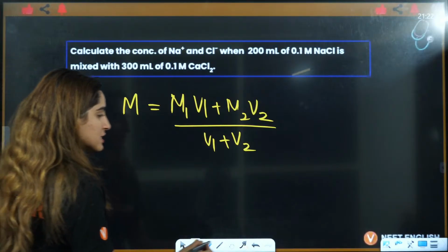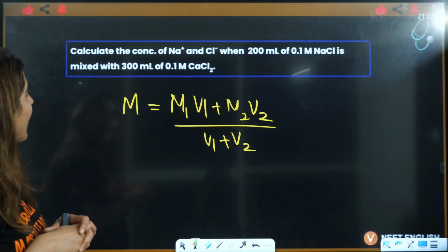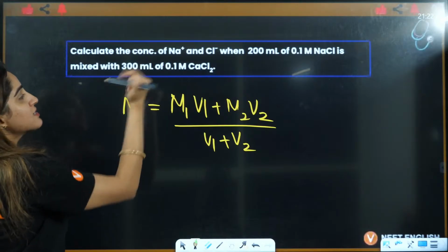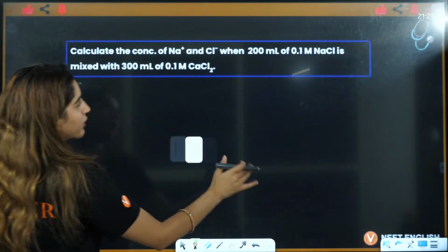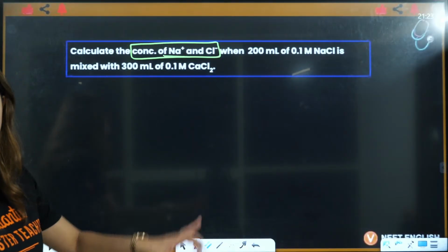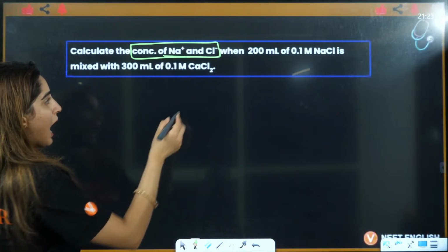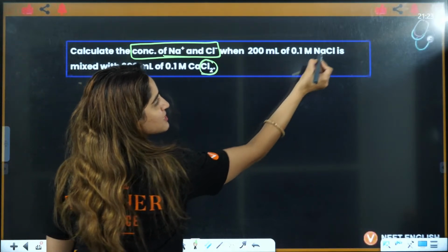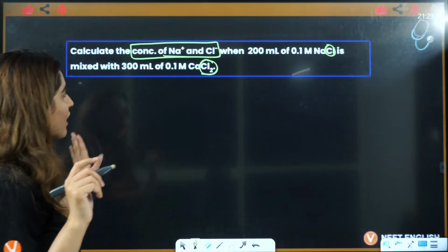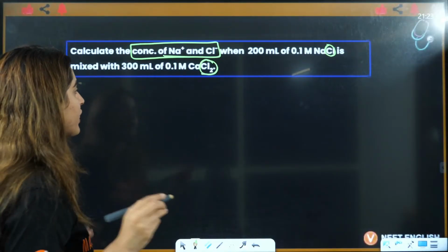Now, firstly, what you should know, two things are mixed together, right? And they are asking you to calculate the concentration of Na and Cl. This is very important because they are specially asking you to calculate the concentration of Na and Cl only when all these things are mixed together. Cl is the common ion here, right? So we can't just directly put the formula here. We will solve this with the help of equations.